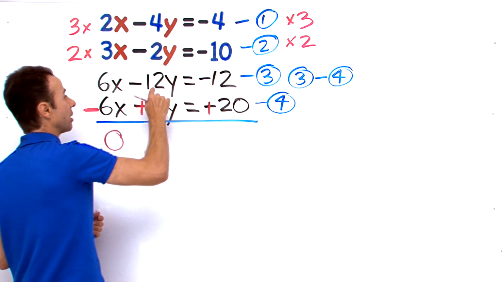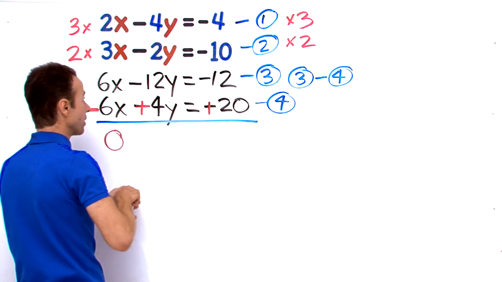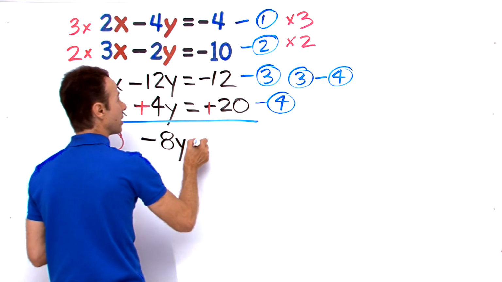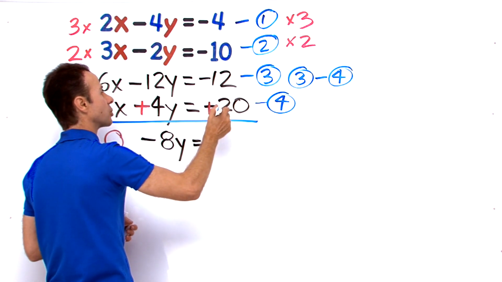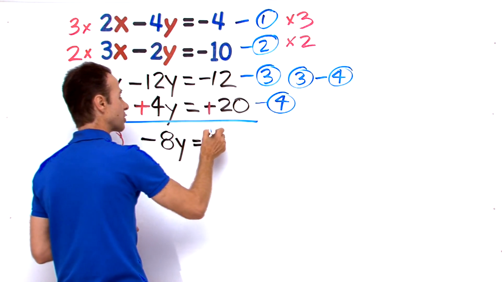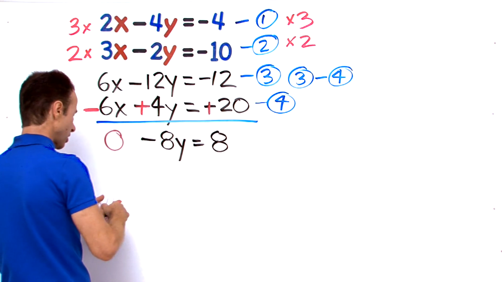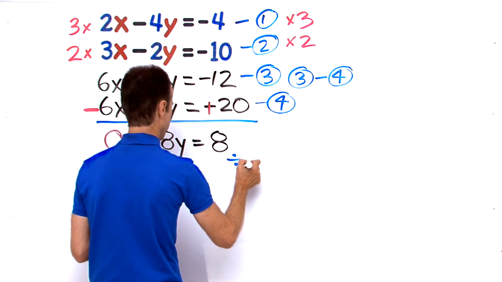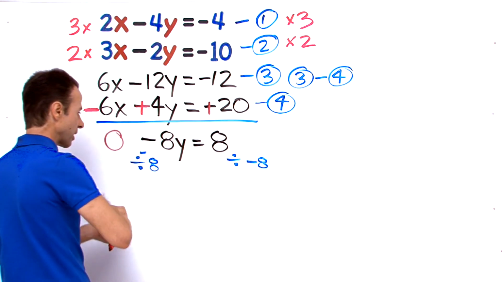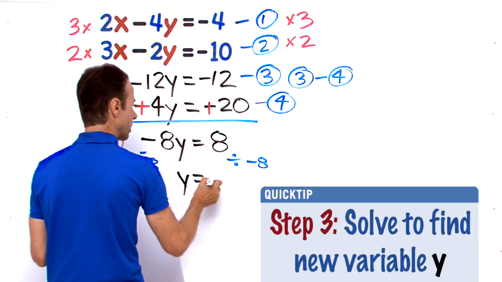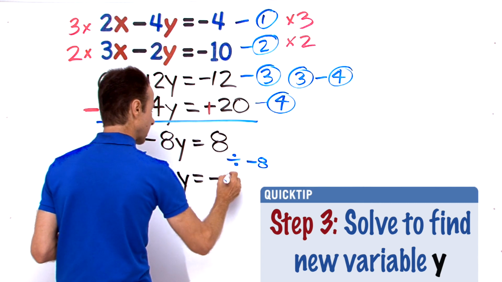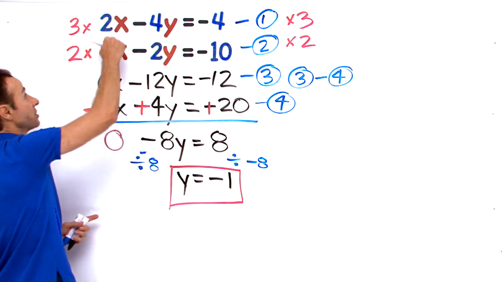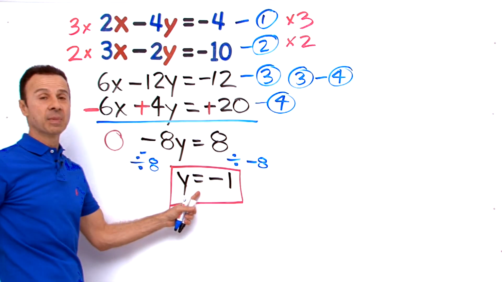That's the good news. Now negative 12 plus 4, that's going to give us negative 8y, and that equals negative 12 plus 20. So 20, take away 12, that's going to give us 8. So dividing both sides by negative 8, that means we're going to have y by itself. y equals 8 divided by negative 8, which is negative 1. So y equals negative 1. So we got the variable there. We eliminated the x's by making them both 6x, and we came up with y.